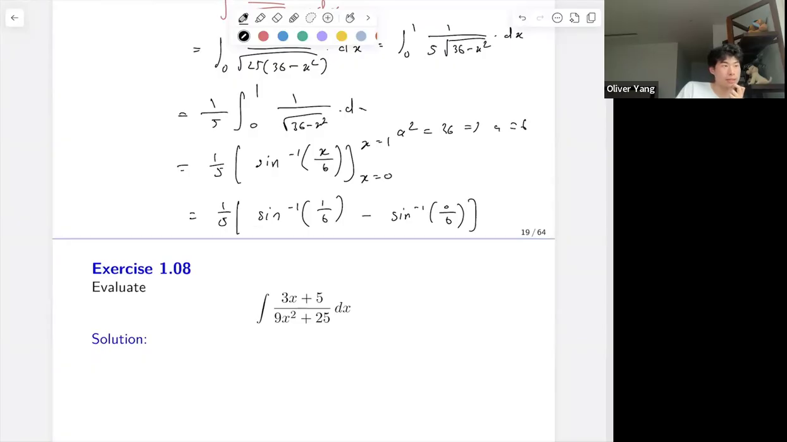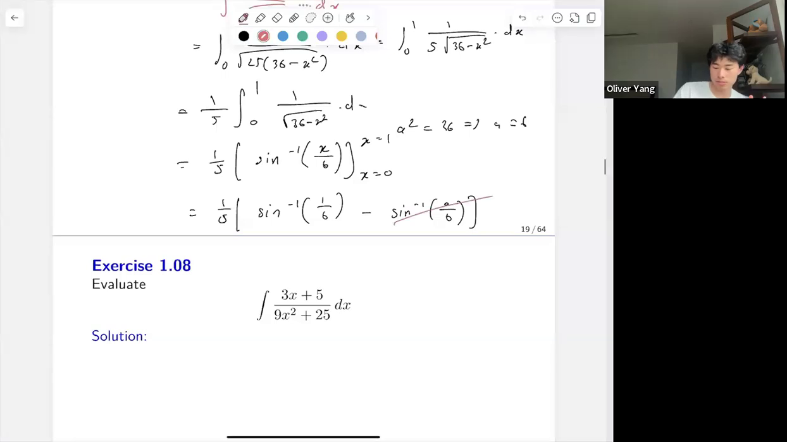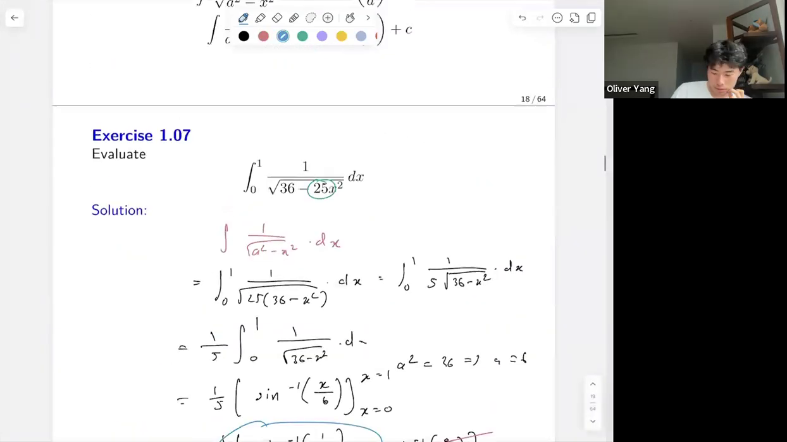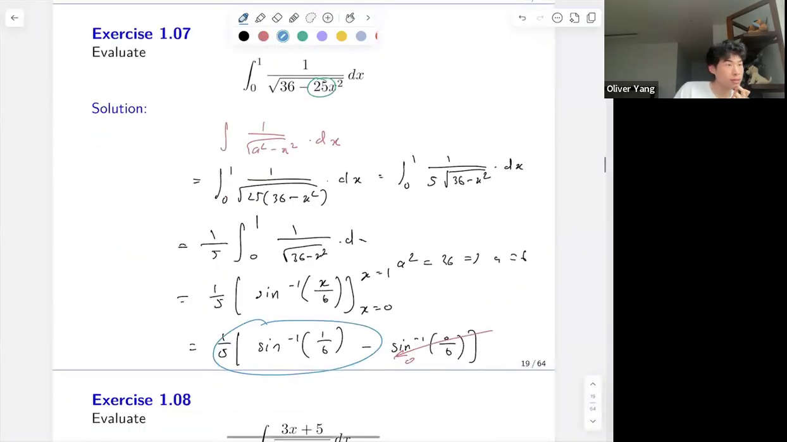And we can see that the sine inverse of 0 is just 0, right? So this is going to be a final answer. Yep. I think that was right. So, any questions?